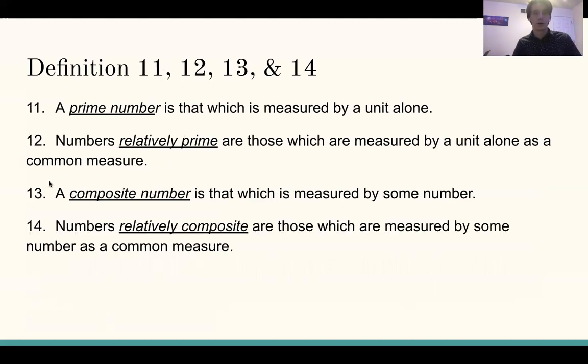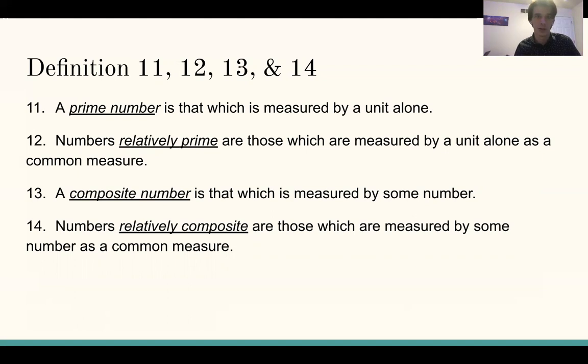And then you can go on to 11 through 14. 11 says a prime number is that which is measurable by a unit alone. We know what a prime number is. For example, 7 can only be divided by 7 and 1, so it can only be measured by a unit alone.